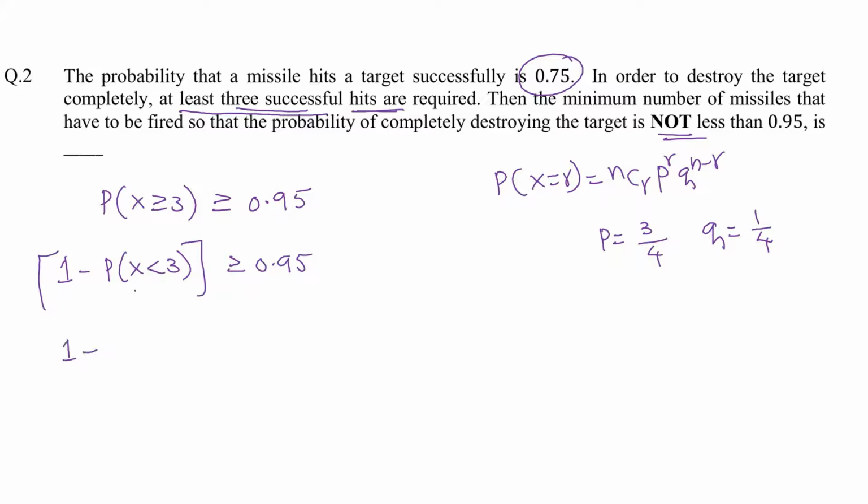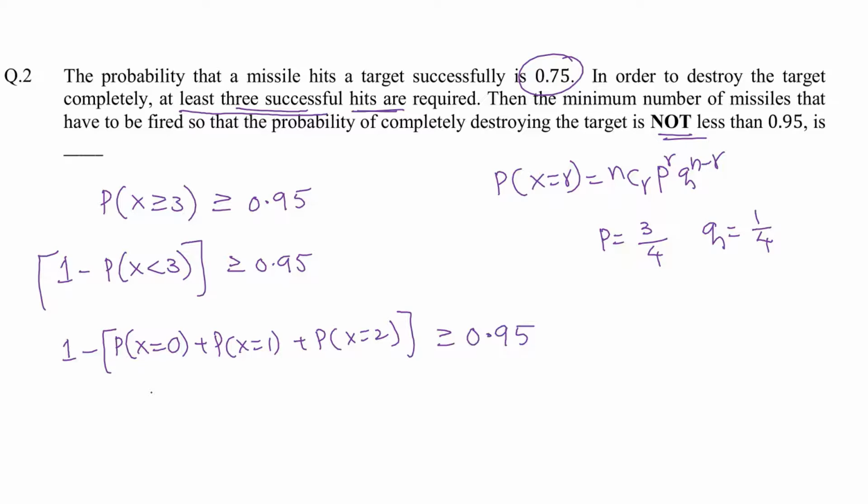That is 1 minus, and when we say probability of x less than 3, that means the missile is hitting 0 times, or the missile is hitting 1 time, or the missile is hitting 2 times. All these are going to be the opposite cases for our case, because we need at least 3 successful hits. So 1 minus the opposite cases has to be equal to the original one that we are interested in. So this value has to be greater than or equal to 0.95 is what we got here.